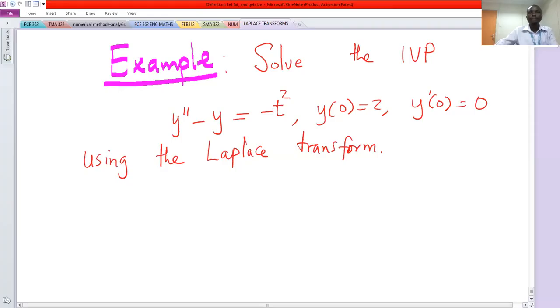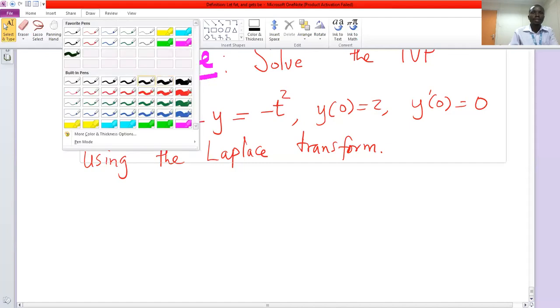Welcome back. In this session, we give the first example on how to solve a second order differential equation using the method of Laplace transforms. So let's see the equation. The problem is to solve the initial value problem: y double prime minus y equals minus t squared. The initial conditions are y at 0 is 2, derivative of y at 0 is 0, using the method of Laplace transform.